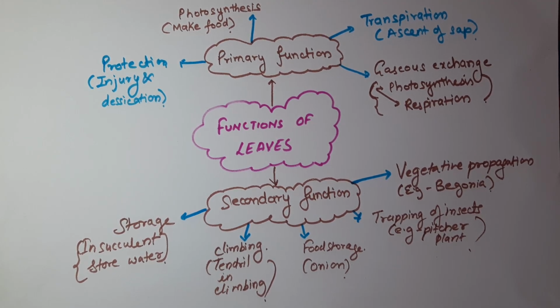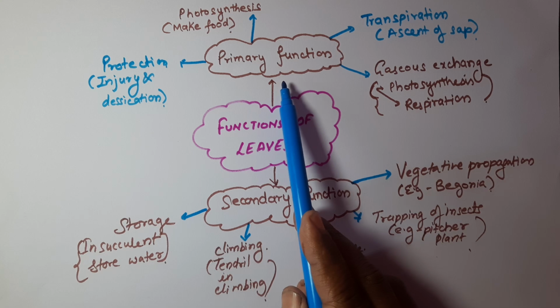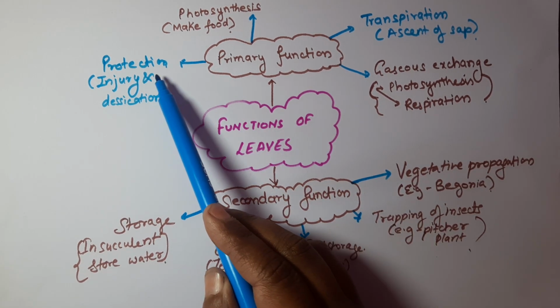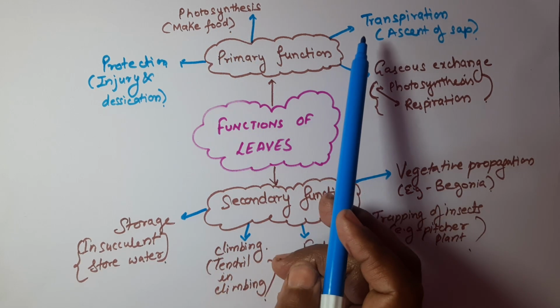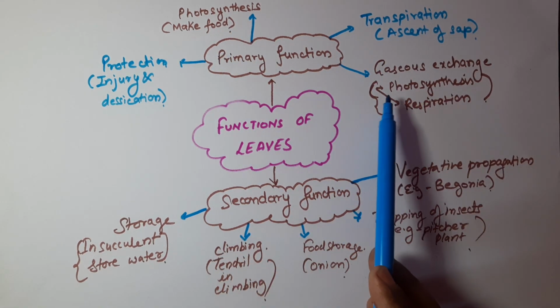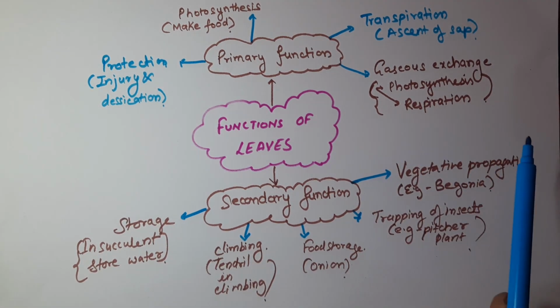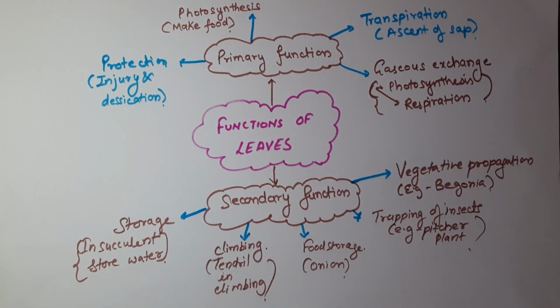Before closing the video, I will quickly go through the points again. The functions of the leaf can be divided into two parts, the primary function and the secondary function. There are four primary functions: first is protection, second is photosynthesis, then transpiration, and gaseous exchange. These are all very essential processes for the survival of the plant. Failure of any of these primary functions will lead to the death of the plant.